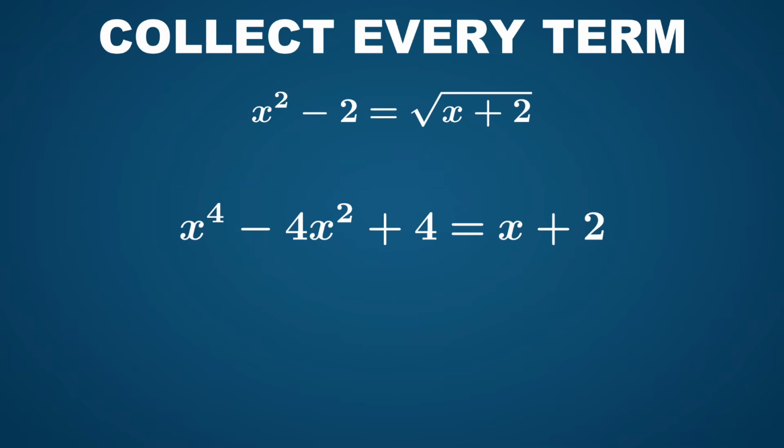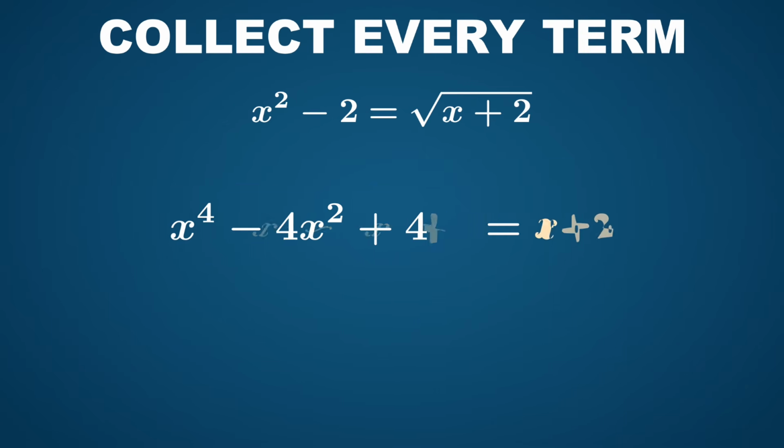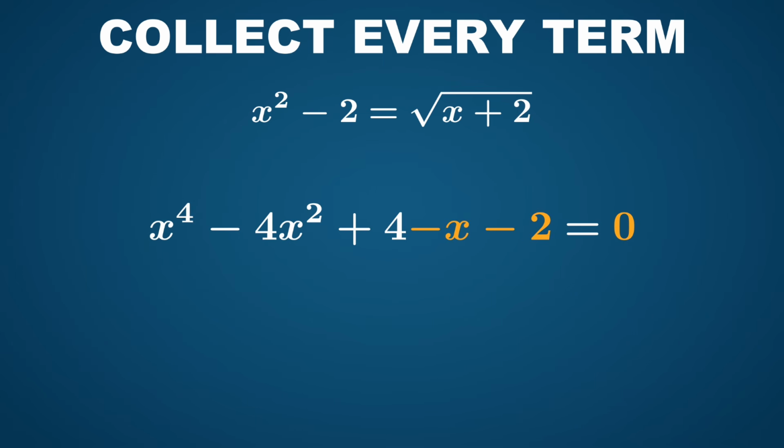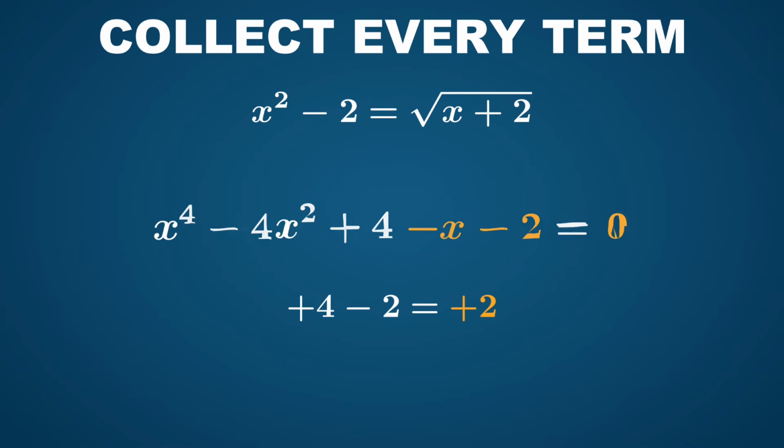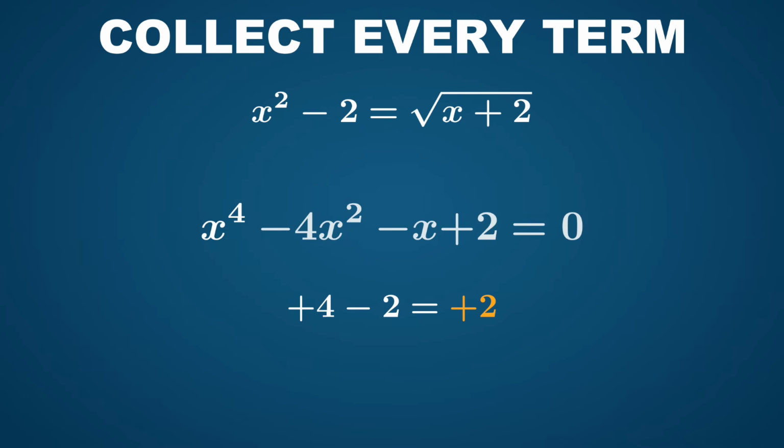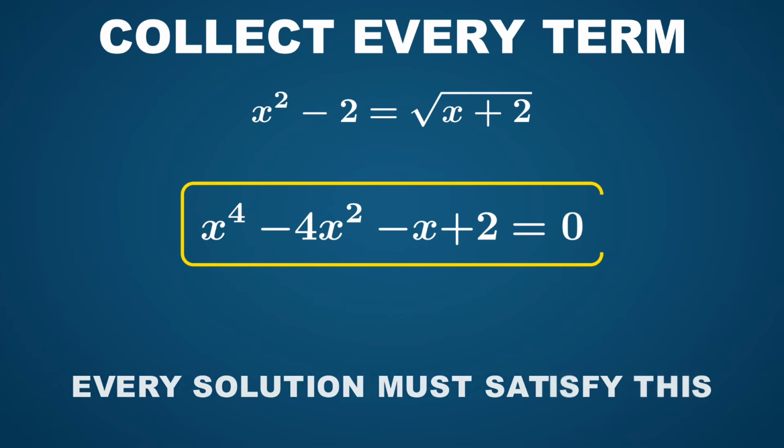Now we collect every term on the left-hand side. We subtract x from both sides, and then we subtract 2 as well. The plus 4 and the minus 2 combine into a plus 2. So we get x to the fourth minus 4x squared minus x plus 2 equals 0. Every solution of the original equation must satisfy this quartic.